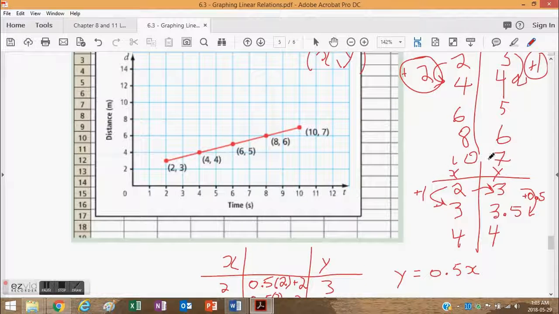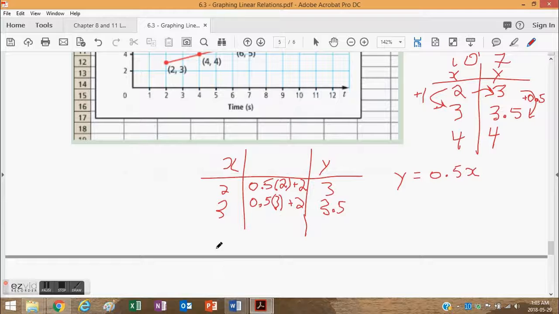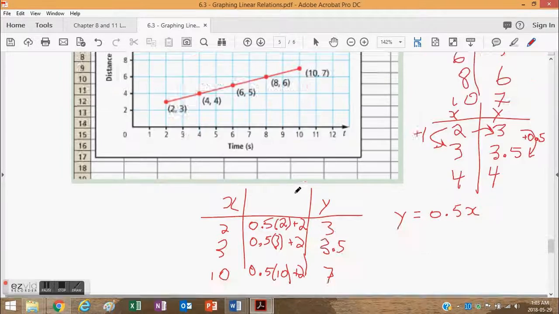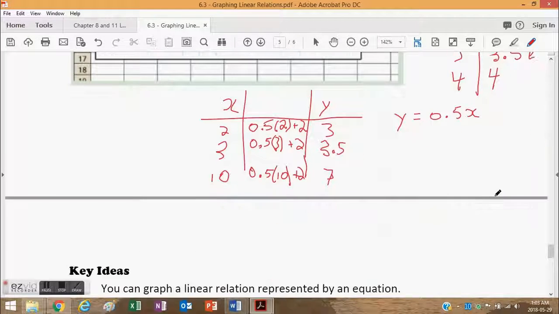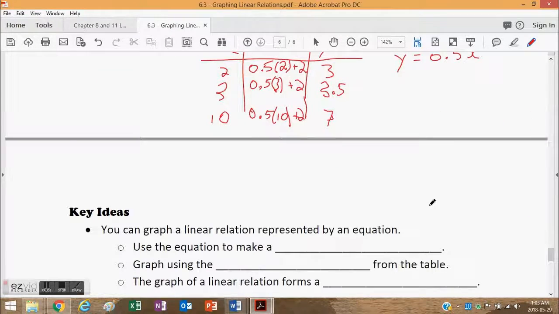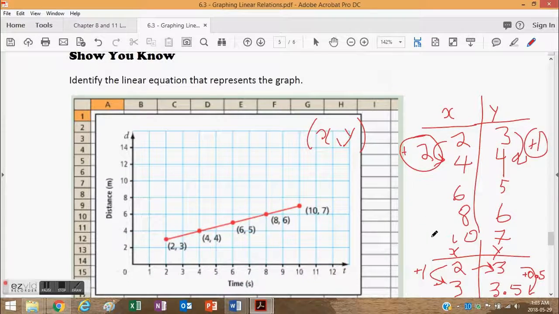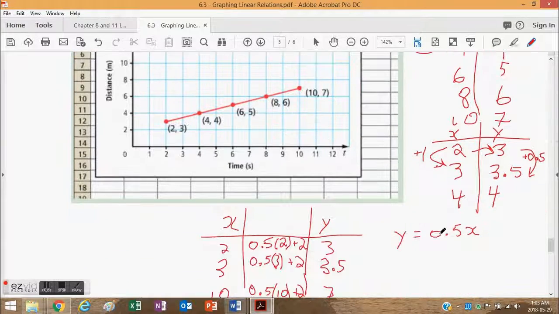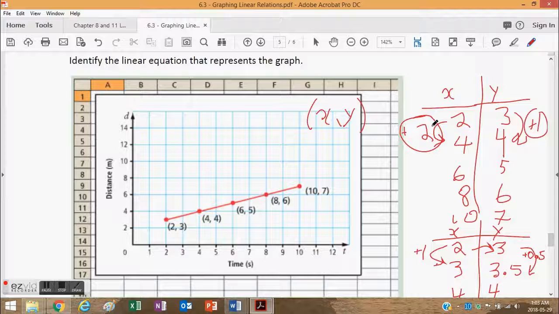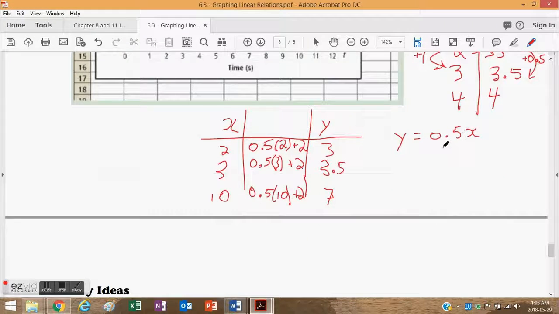Let's try it just for one more, just for fun. Let's go for 10. So we've got 0.5 times 10, plus 2. 0.5 times 10 is going to be 5, plus 2 is, hey, it's 7. Does that work? That's the right number. Okay, we've done it. So your job here is to just work through this. If you need to listen to this last section again, do that.